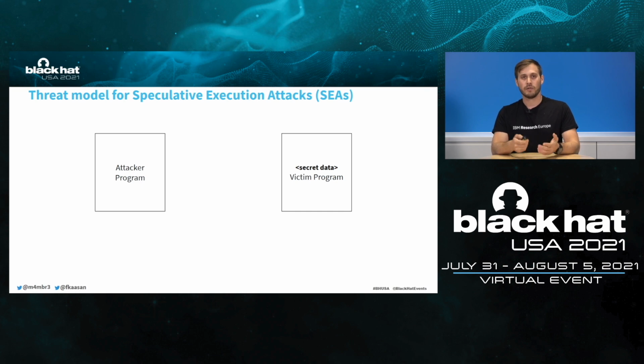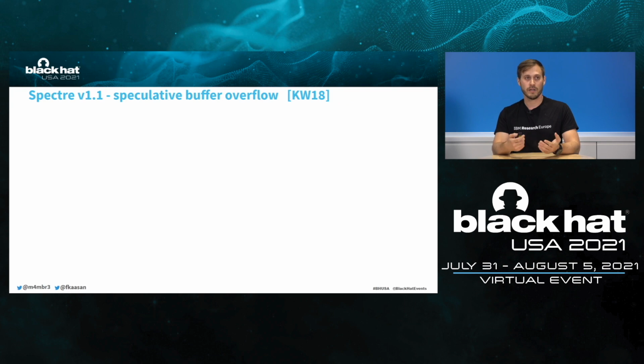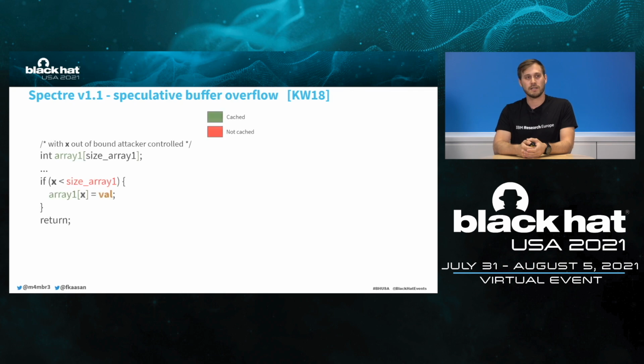So let's now have a look at one example of speculative execution attacks. Let's have a look at Spectre version 1.1, which is also known as speculative buffer overflow, presented by Kiriansky back in 2018. This attack leverages a piece of code such as this one, where we have a buffer and a bounds check on this buffer before making a store to the buffer.